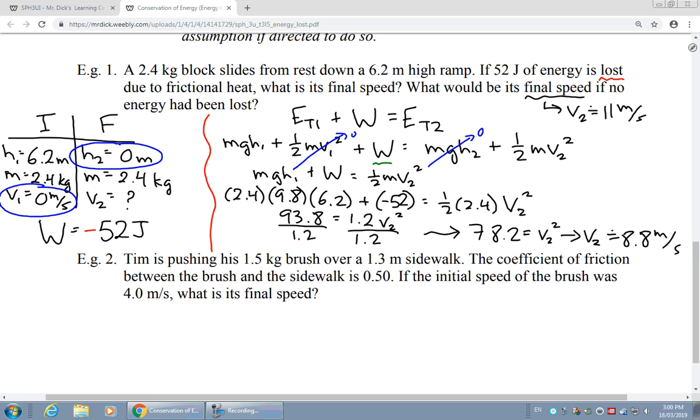Example 2 requires a little bit of extra calculation because the amount of work being lost is not directly given to you. So we'll save that one for class and go over some of these things first, and then see how we can add a little calculation in to figure out how much work is being done and how that's going to affect our final speed.